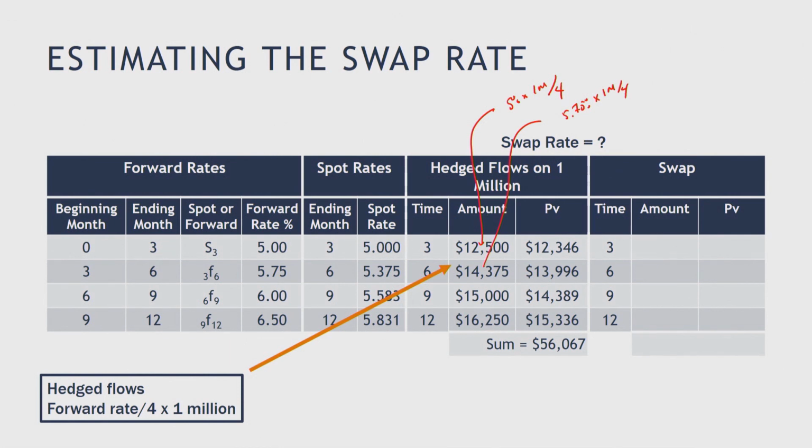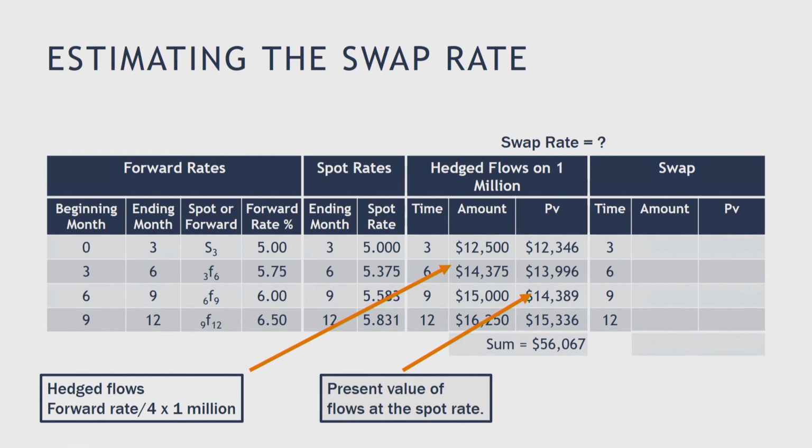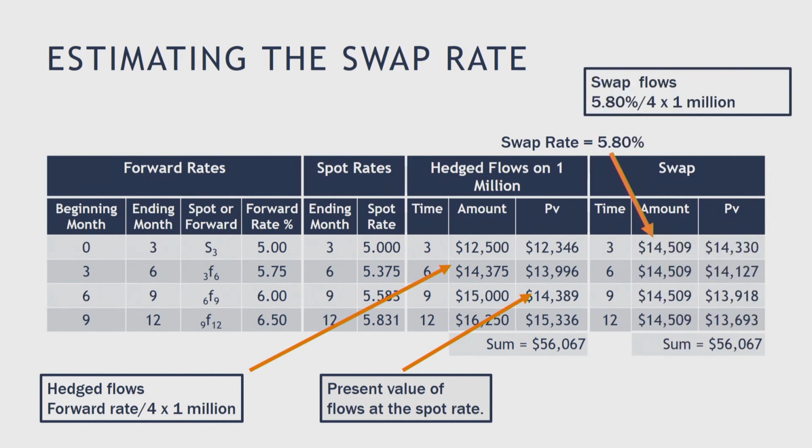Then what I want to do is take the present value of each of the flows using the spot rates. And here are my spot rates over here. So I'm going to take the present value of each one of the flows and then sum them up. And the present value of all of those hedge flows is 56,067. So now what I want to do is pick a swap rate, which I don't know yet, okay. One way of doing it, I actually know what the answer is. I know that the answer is 5.8%, but I could pick any one.